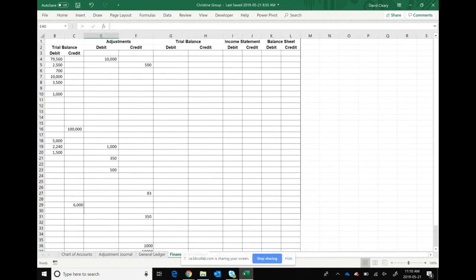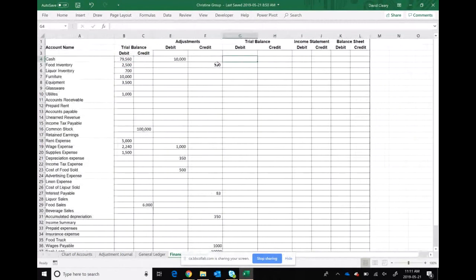If the account doesn't have any adjustments in the next two columns, you just post the original balance over. For example, we have a debit balance over here for cash, and there's an adjustment that debits the account by 10,000. So we know it's increasing, so we add the two. So 79,000 plus 10,000 to get the new balance of $89,560.